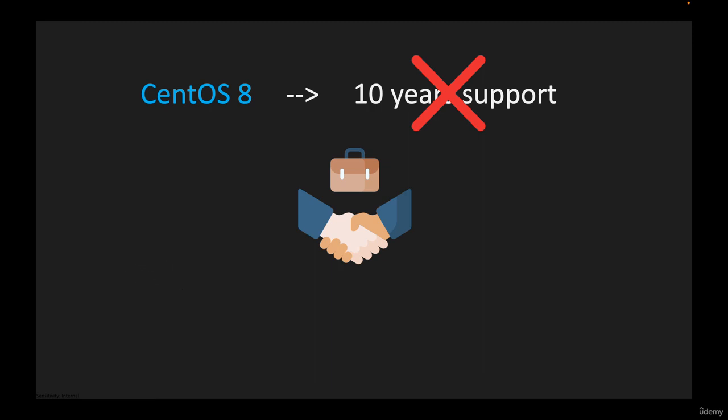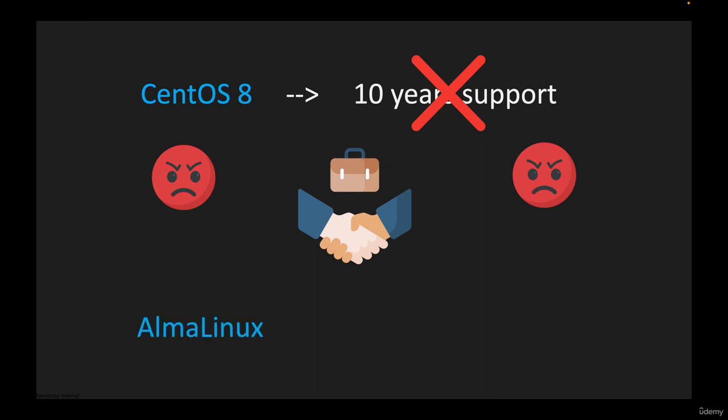The open source community was not happy about Red Hat's decision, therefore they provided Alma Linux, which is an open source, forever free enterprise Linux distribution, and it is exactly compatible with Red Hat Enterprise Linux. You can go there and start using Alma Linux in your critical applications.